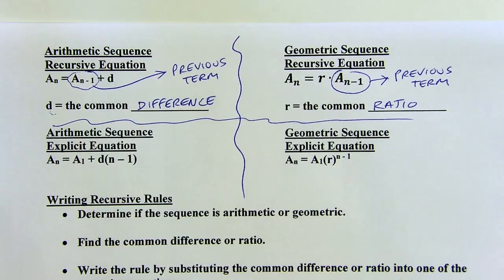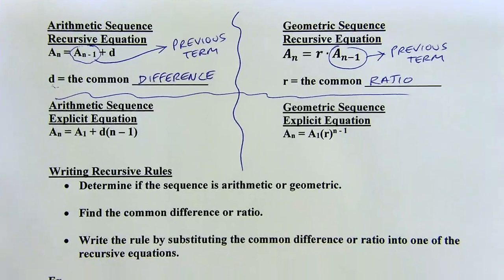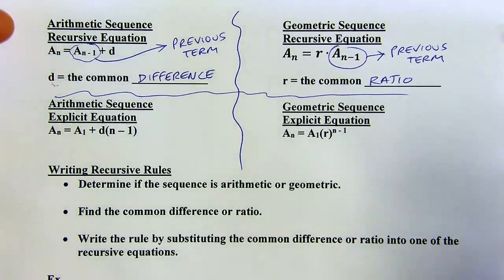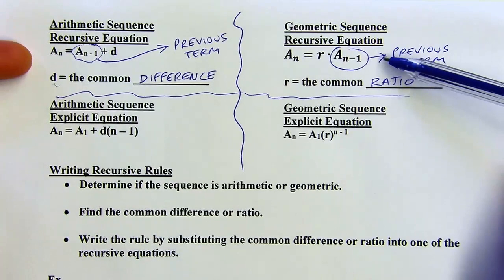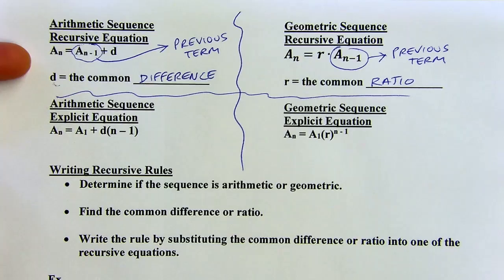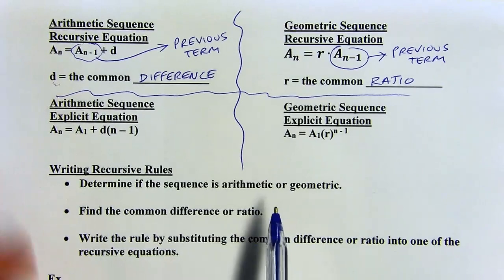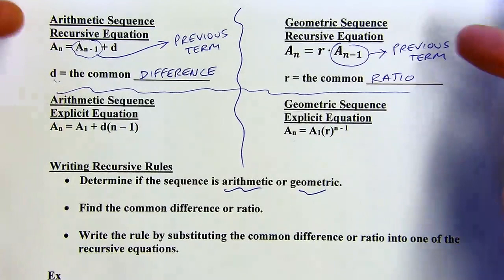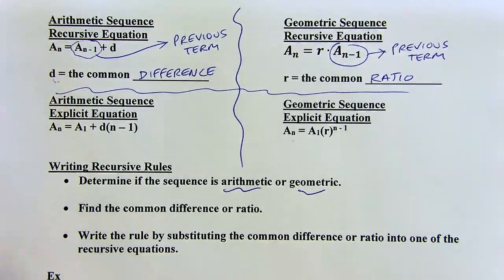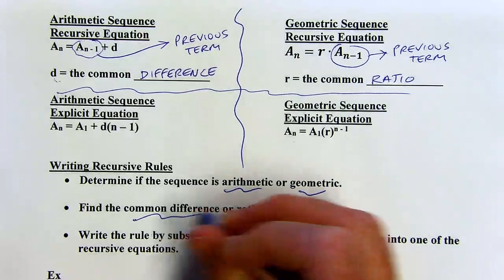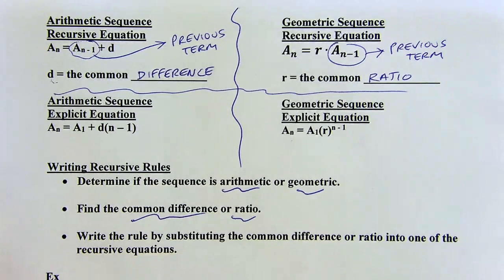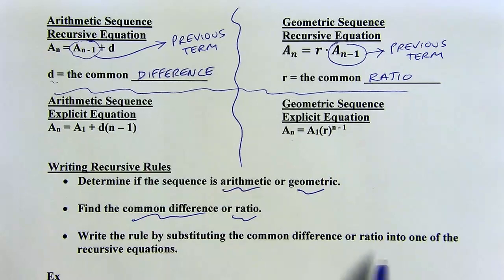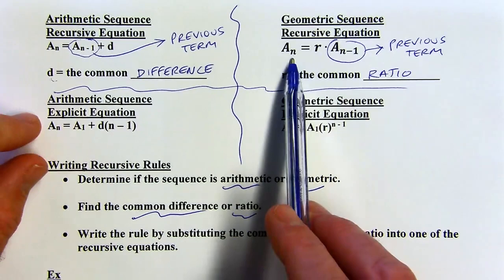Okay. All right. So let's talk about how to write a recursive rule. A recursive rule just means we're going to write one of these equations. A rule is just an equation. Okay. All right, so what we want to do is figure out first off if it's arithmetic or geometric. That's important because it's going to determine which of these two equations we're going to use. Then we need to find either the common difference or the common ratio, depending if it's arithmetic or geometric. Okay, and then we can write the rule by substituting in the difference or ratio into one of the equations. All we really need here, our answers are going to look something like this.